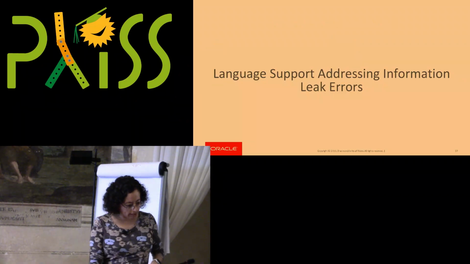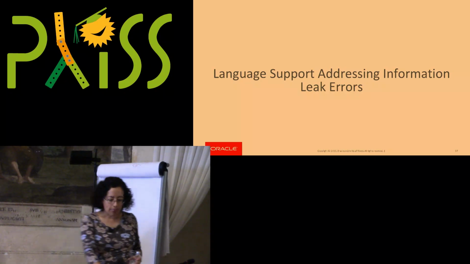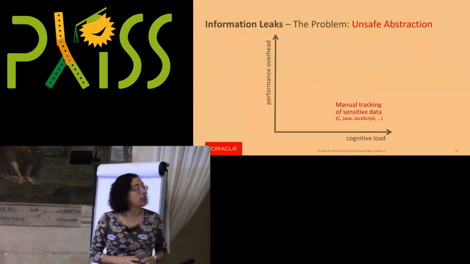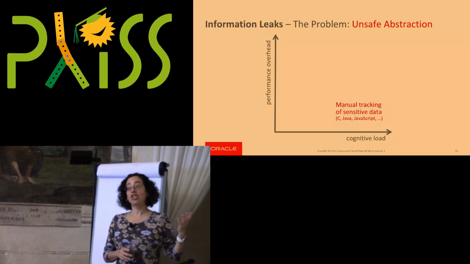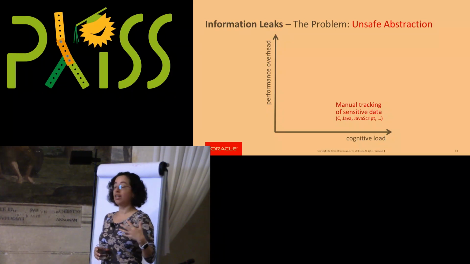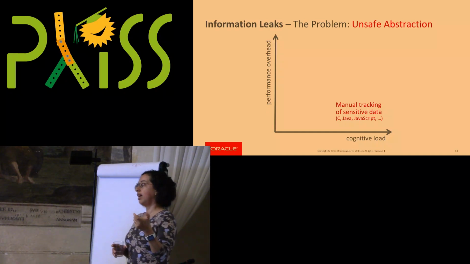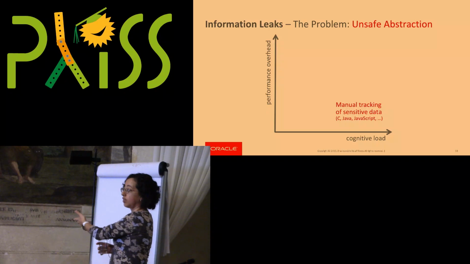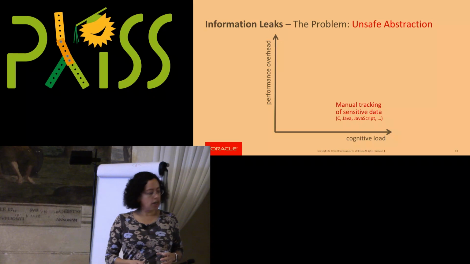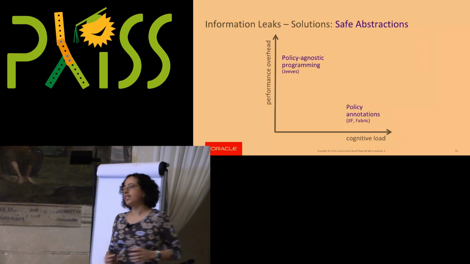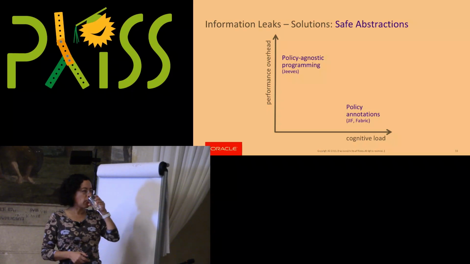And now let's look at the last category of errors, information leaks. And with information leaks, the unsafe abstraction here is the fact that, again, we're manually having to track sensitive data, right? So you as a developer have to determine which is sensitive data and whether I can make it available somewhere else in the program, right? And so that's hard to do, of course. And with our safe abstractions, I'm going to talk about two different ways of doing this.